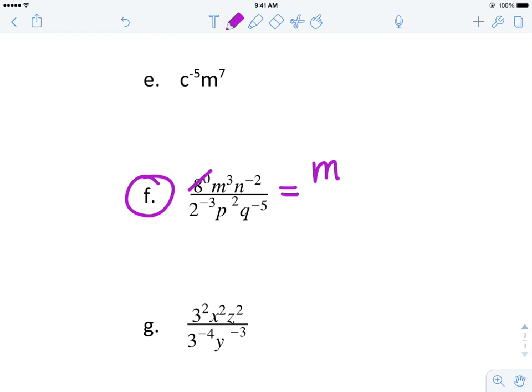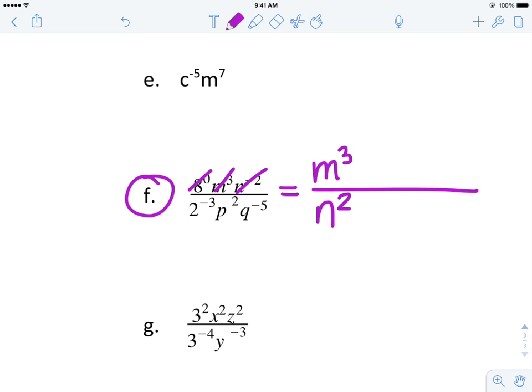I have m to the third. She stays the same because she's not negative. So she stays on top. Doesn't move. Nothing happens. That's as simple as she can be. So now I look at my n to the negative 2. Negative 2 tells me I've got to move it to the bottom. So I write n to the second. Notice how I got rid of my negative sign there. That's super important.